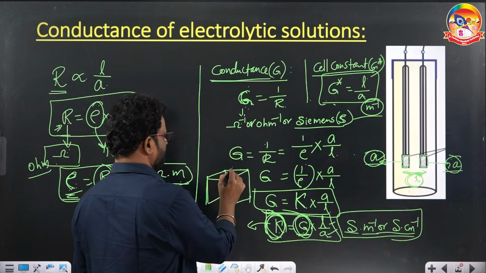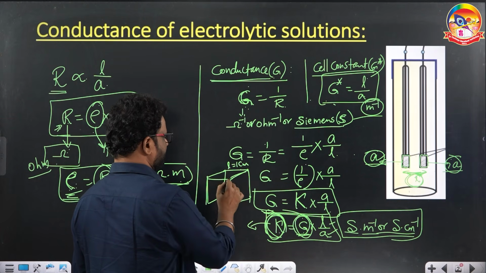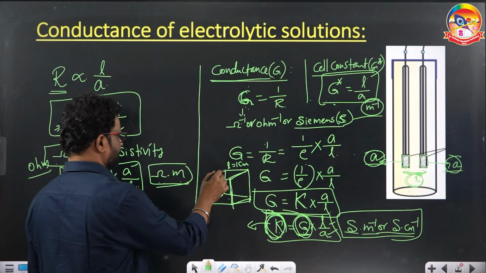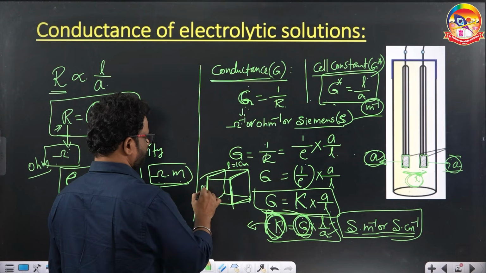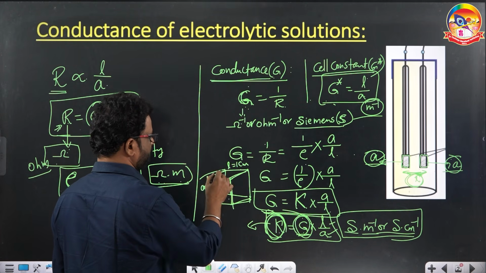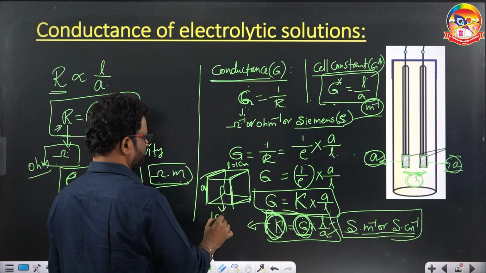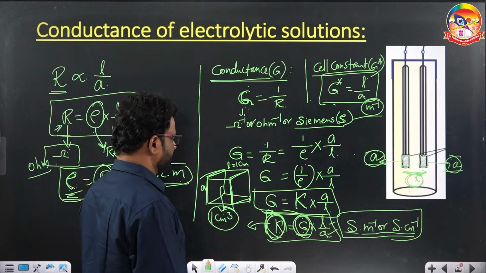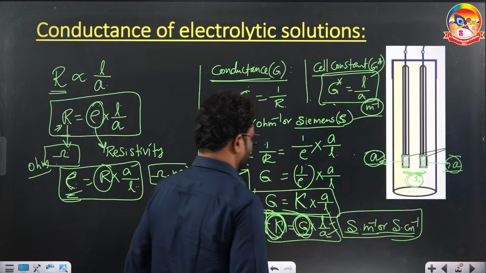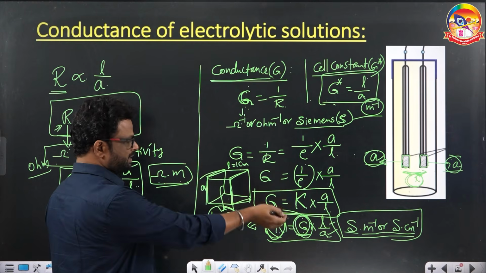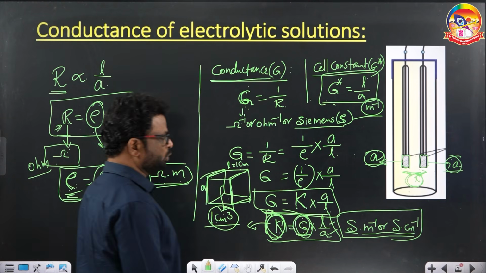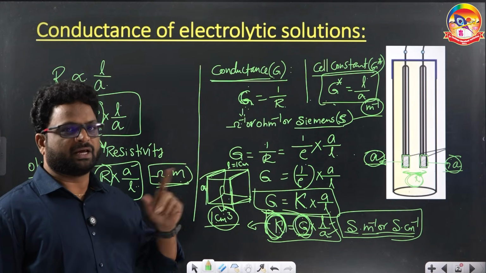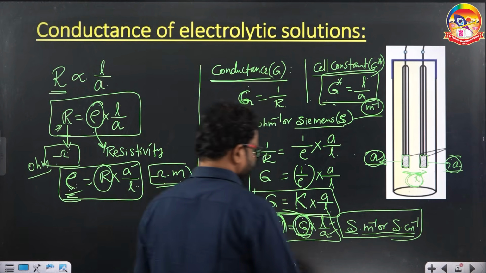if length is 1 centimeter and area is also 1 centimeter square, then the volume enclosed between this area, this total volume, will be equal to 1 centimeter cube. That means it is unit volume. If L is 1, A is 1, then total volume enclosed between those electrodes will be 1 centimeter cube. So we can define conductivity as conductance of unit volume of electrolyte. This is the best definition that is useful in explaining the effect of dilution on conductance and conductivities.